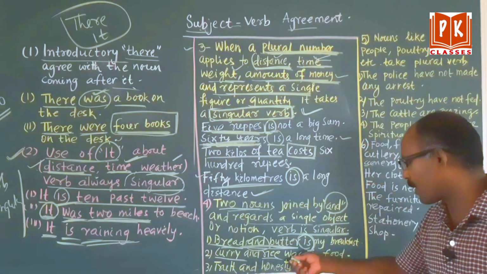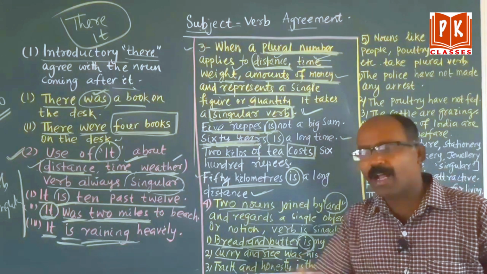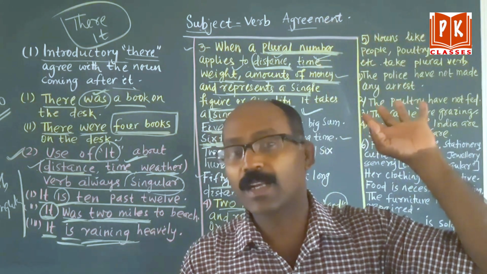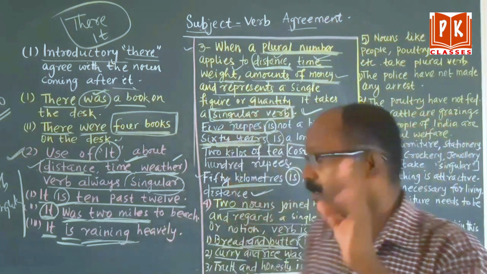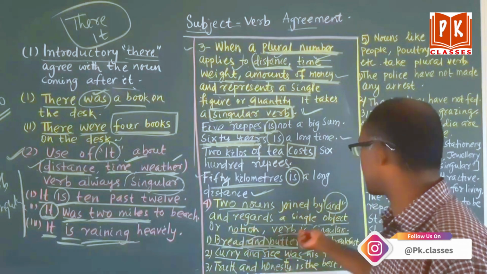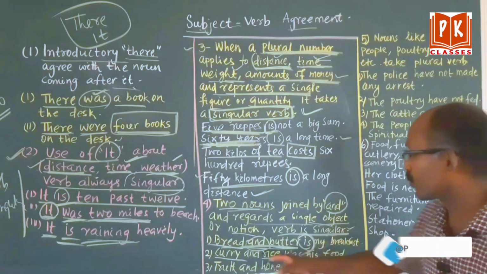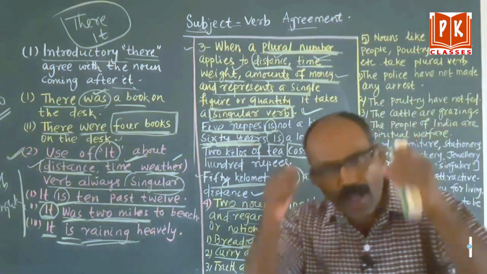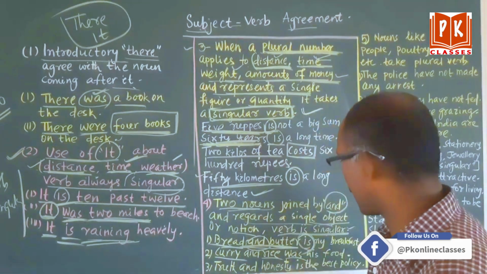So it will take a plural verb, you are thinking. But curry and rice indicates one thing, that is food. Food is always what? One notion. It gives one notion or a single object. So it will take singular. So, curry and rice is my favorite food. Curry and rice was my favorite. Not were, not are. Okay.